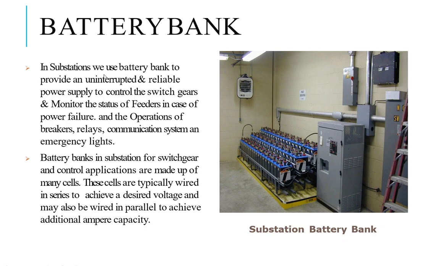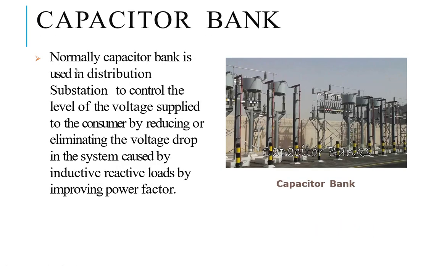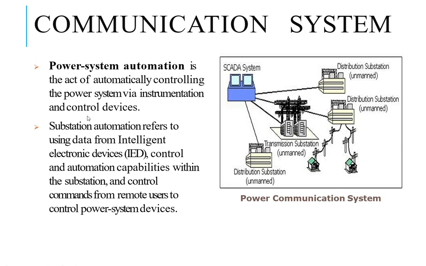Battery bank. These are used to provide uninterrupted and reliable power supply to control the switchgears and monitor the status of feeders in case of power failure. Capacitor bank. This is normally used in substations to control the level of voltage supplied to the consumer and also raise the power factor.